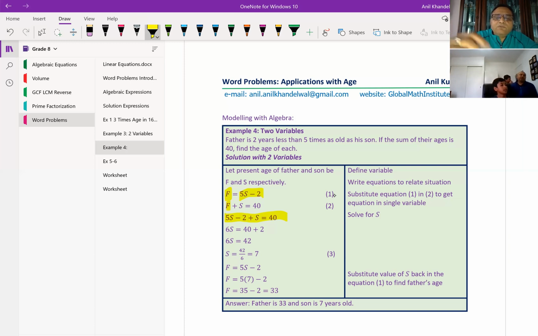Now, in this case, we have an equation in terms of s. So at the end, we'll find the value of s, which came out to be 7. You have to substitute that 7 back into your first equation to get the father's age, which is 33. So that becomes the solution of this particular question, correct? You liked it? Yes. Good.